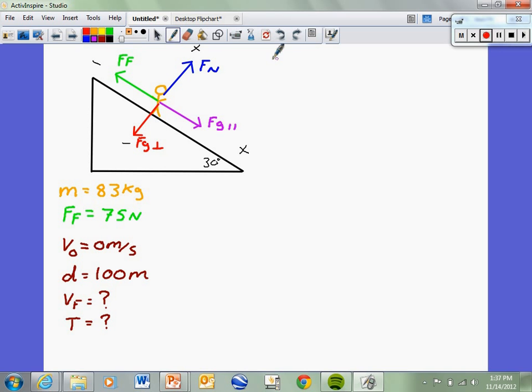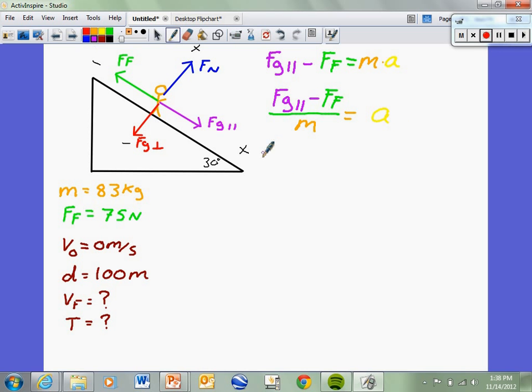So our first step is to find the acceleration of the skier as he goes down the hill. So setting up our force equation in the x direction, we're going to have force of gravity parallel minus the force of friction. That's going to equal the mass of our skier multiplied by his acceleration. We're trying to solve for acceleration, so rearranging the equation for that, it's force of gravity parallel minus the force of friction divided by the mass, and that equals the acceleration.